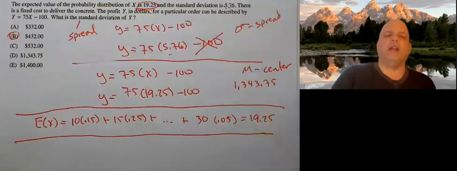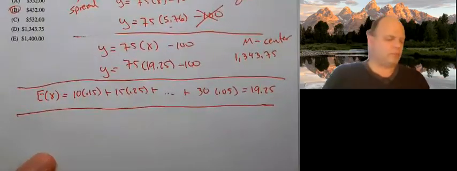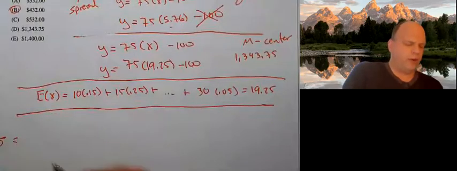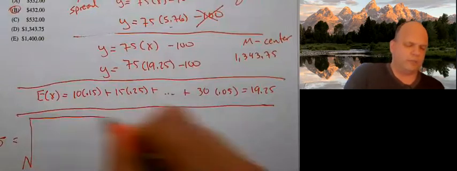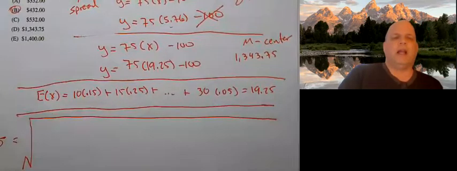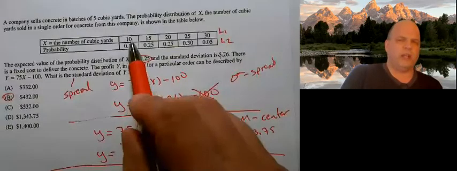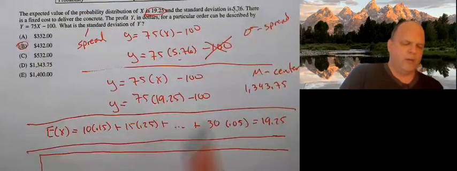On the other hand, if I wanted to show the standard deviation, it becomes a little bit more work. And the standard deviation would be, first off, everything's going to be under the radical. So I'm just going to draw a giant radical sign. And my first value was 10 minus, what was my mean? 19.25.